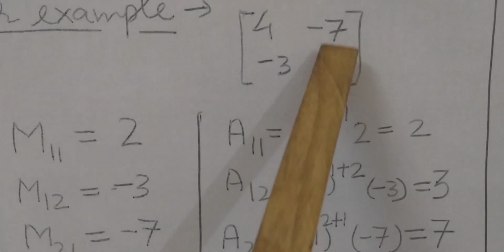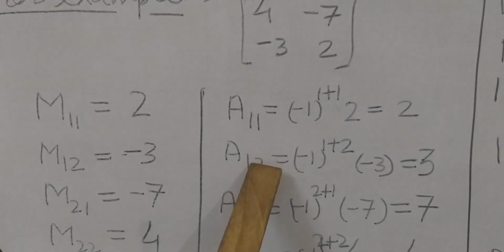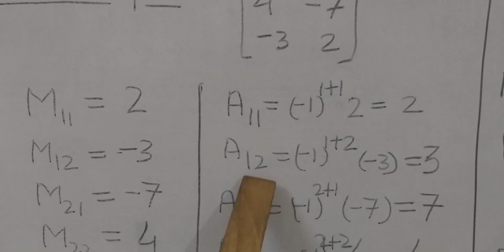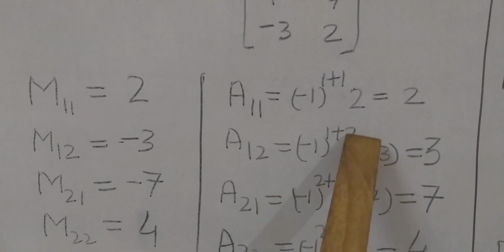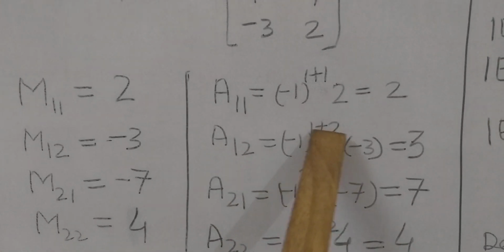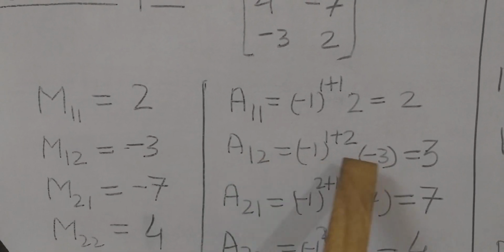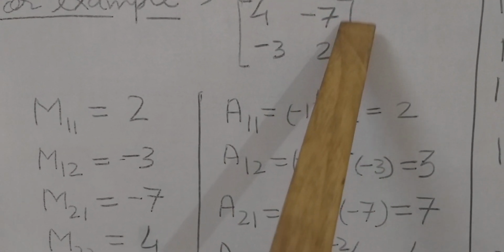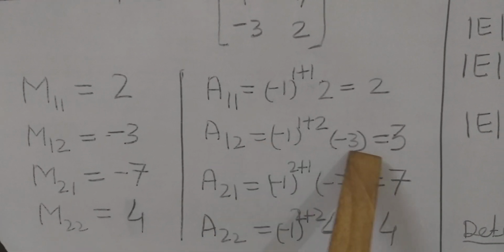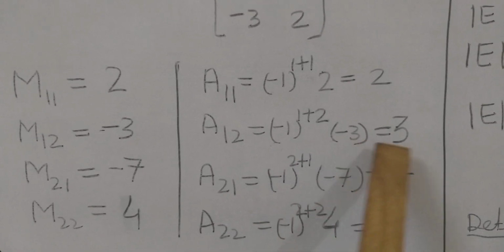Now, students, I am going to find the cofactor A12. So for the A12 cofactor, here (-1) to the power 1 plus 2. i value 1, j value 2. That's why 1 plus 2. We have to write the minor. So the A12 minor is minus 3. So do the calculation: (-1) to the power 3 is minus 1. Minus 1 into minus 3 is plus 3.